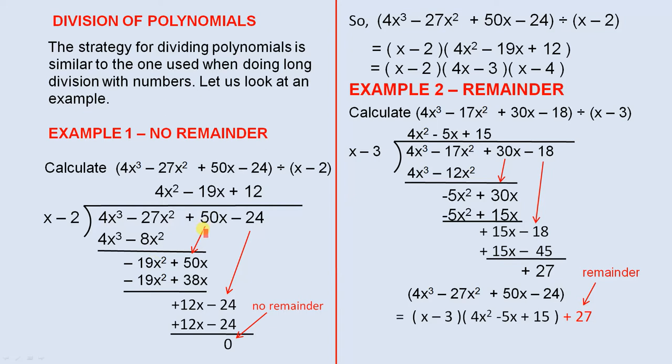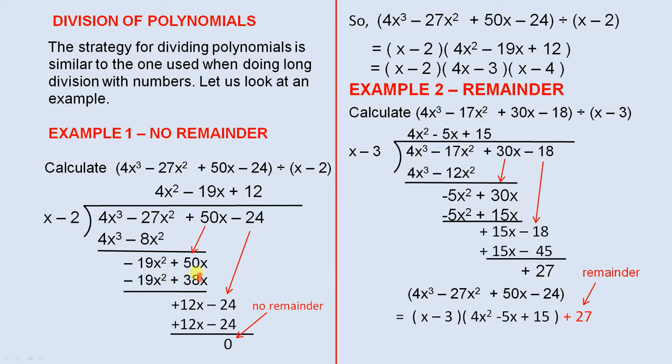After you do that, you carry down the 50x. So there it is there. That's all we've done. That's why I have the arrow. So you carry the 50x down. Now let's go again. X divided into minus 19x squared goes minus 19x. So you multiply minus 19x by x minus 2 and you get that line.